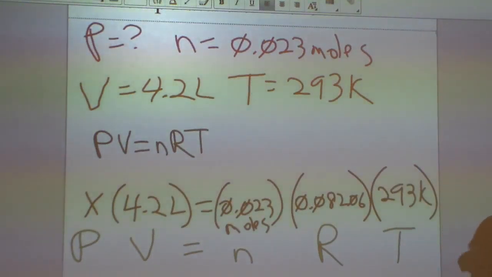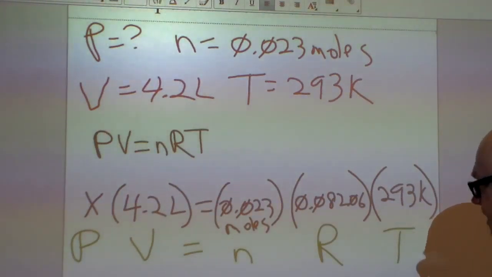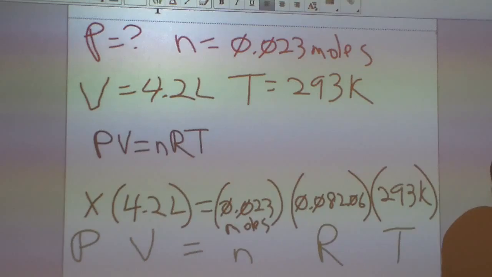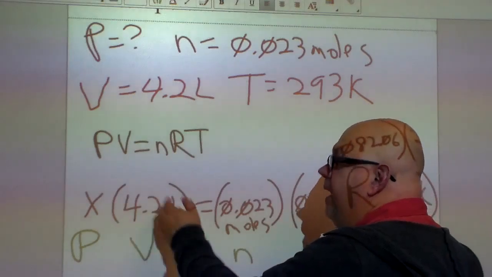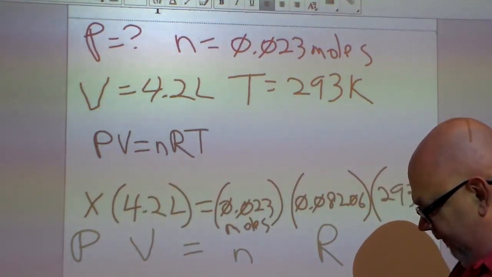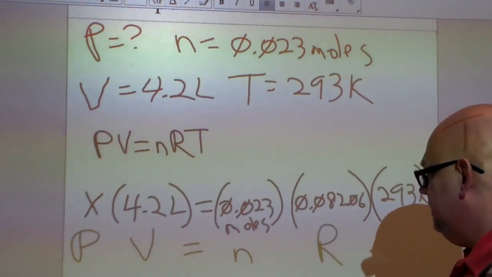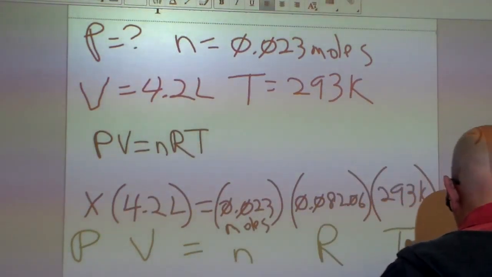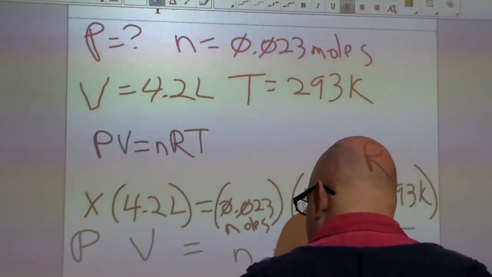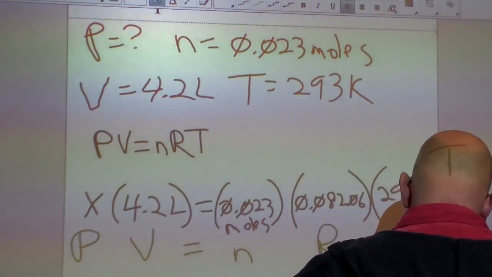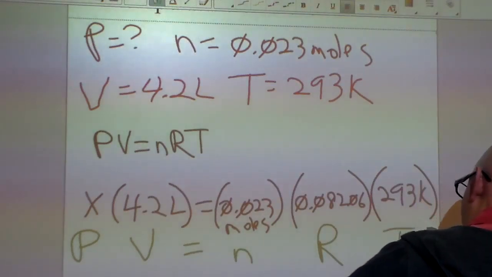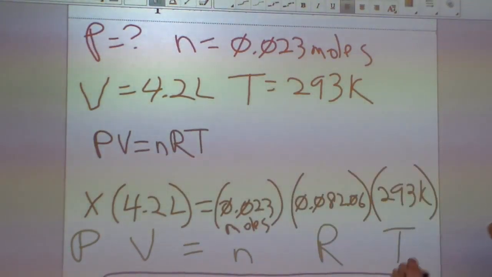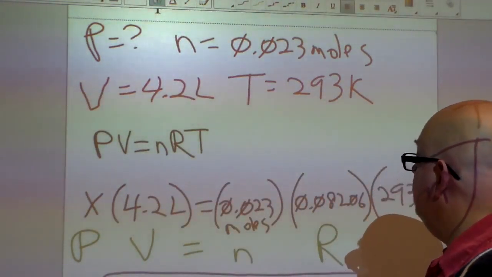Okay, so 293 times 0.08206 times 0.023 equals, and I got a very small number like 0.55, but we're going to divide it by 4.2. Divided by 4.2 equals, and we now have a new pressure, and our new pressure, ladies and gentlemen, is 0.132 atmosphere. Okay? This is one way that we can do that.